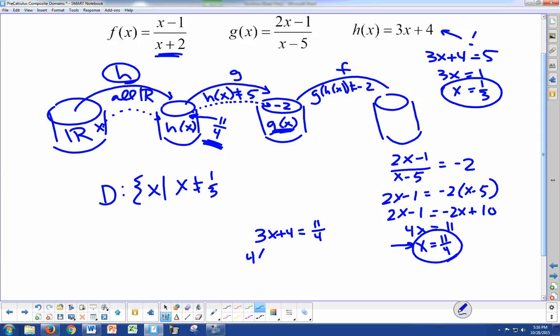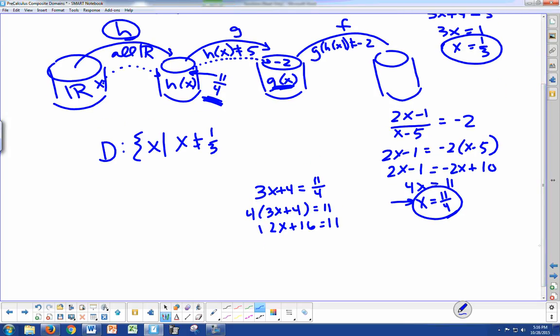That's going to be 4 times (3x plus 4), and then I'm going to have 12x plus 16 equals 11. I'm going to slide this down just a little more here. I'm going to end up with 12x equaling -5, or x is equal to -5/12. And there we found it, folks. That is the culprit right there. That is the number that we're looking for, that little rascal from the real bin.